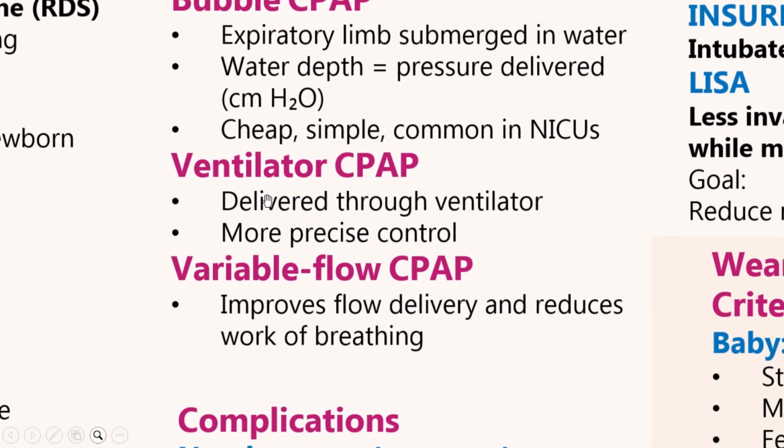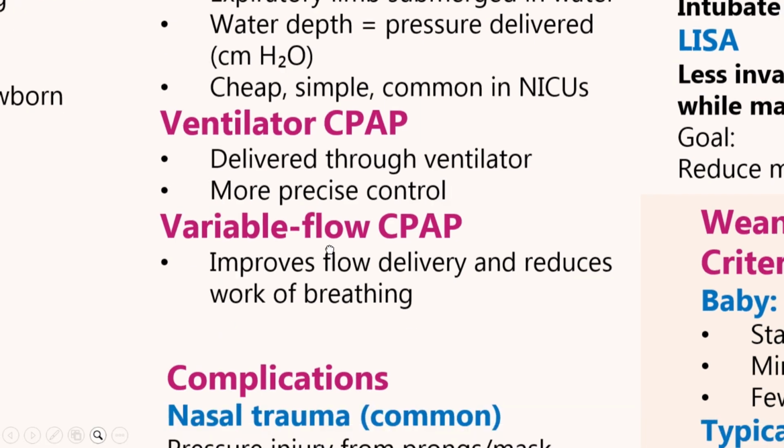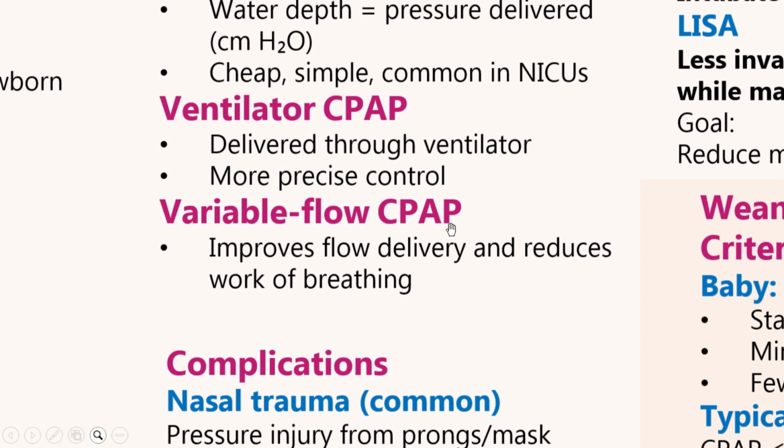Then we have the ventilator CPAP, which is provided by the machine, and this one is good because you have more precise control. You just say that I want 5 centimeters of water as the pressure, and then that pressure will be delivered. Then we have the variable flow CPAP, and this is where you actually have different positive airway pressures within the different phases of breathing, during inspiration and during expiration.